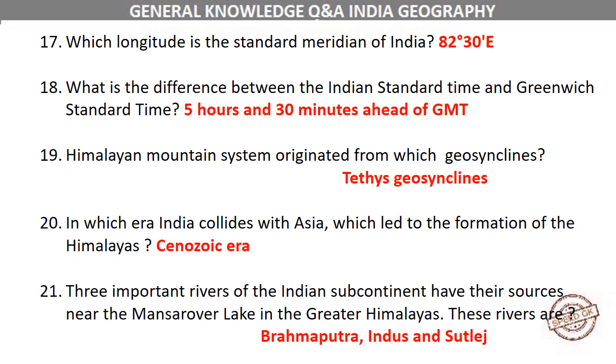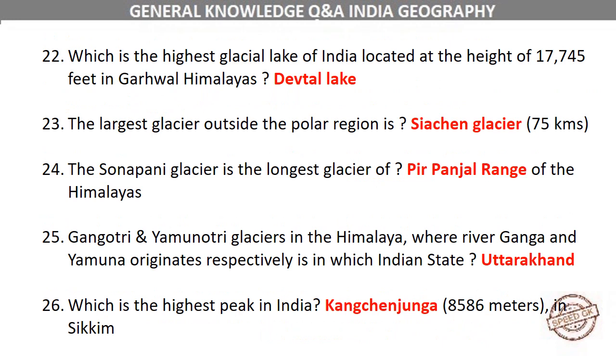In which era India collides with Asia, which led to the formation of the Himalayas? Cenozoic era. 3 important rivers of the Indian subcontinent have their sources near the Mansarovar Lake in the Greater Himalayas. These rivers are Brahmaputra, Indus and Sutlej. Which is the highest glacial lake of India located at the height of 17,745 feet in Garhwal Himalayas?